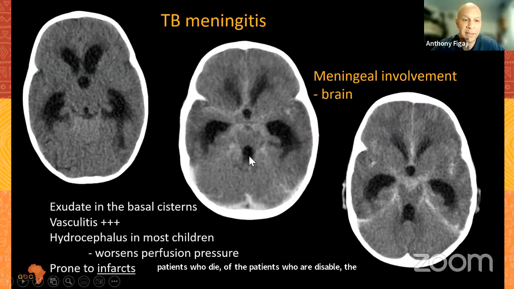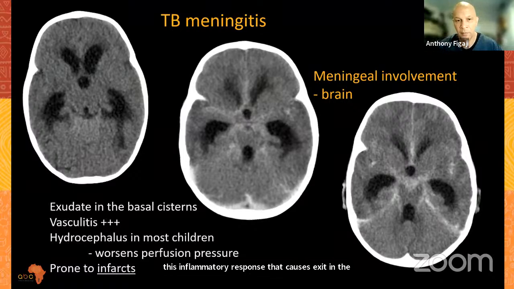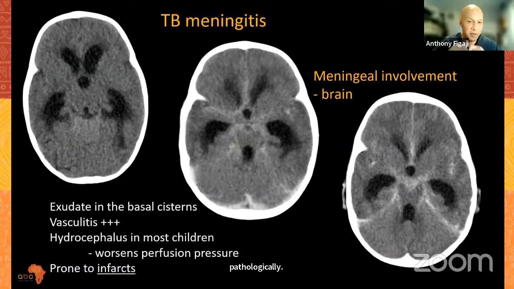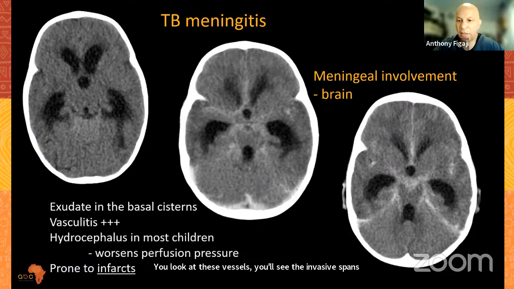And the typical pattern is that they have this inflammatory response that causes exudate in the basal cisterns of the brain. And because it's in the basal cisterns of the brain, this exudate covers the circle of Willis as well as all the perforators. And that causes vasculitis. So pathologically, you look at these vessels, you'll see them in vasospasm, you see them, they'll have intraluminal thrombosis, they'll have a thickened adventitial lining, and essentially it reduces perfusion pressure to the brain.